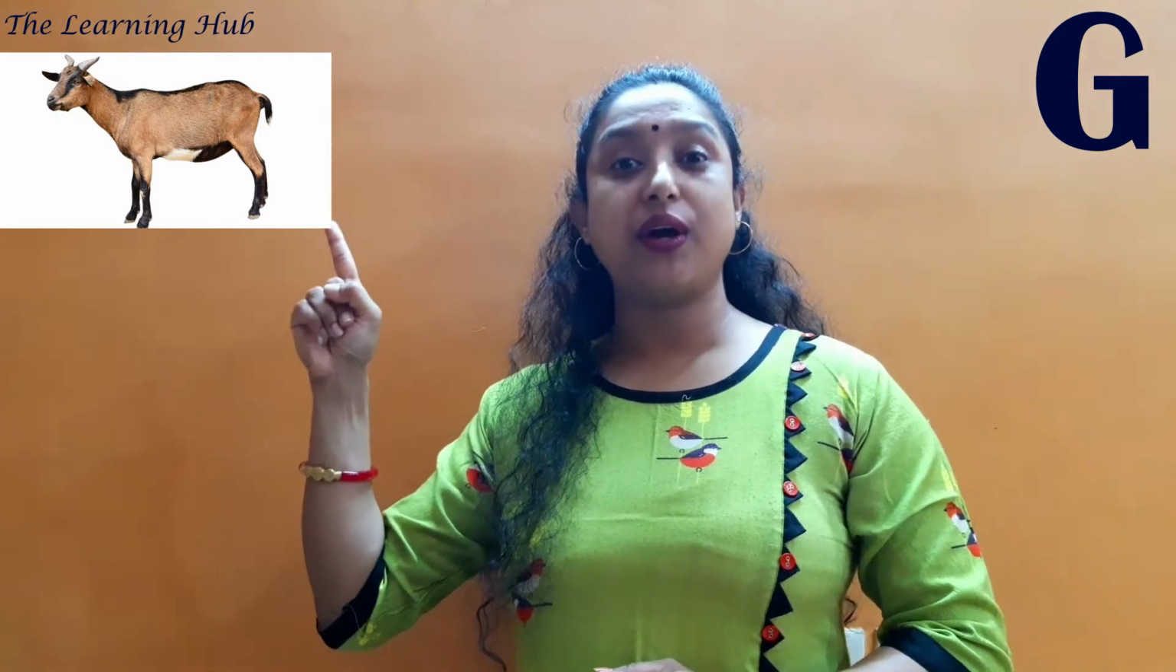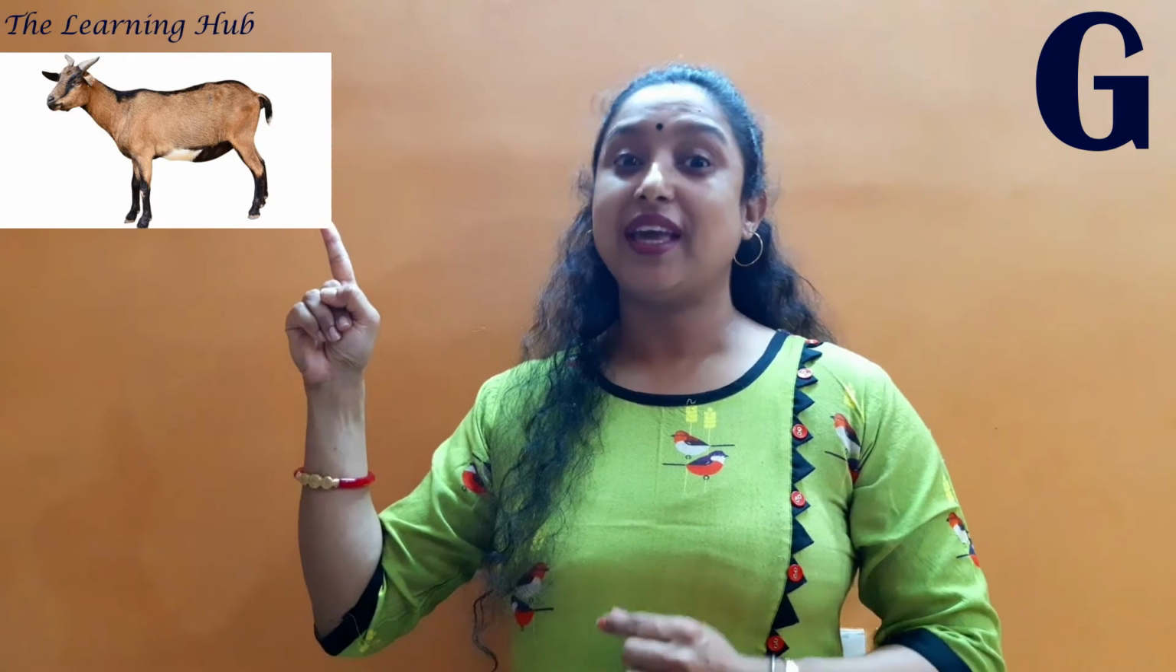Now the next object, G is for goat, G, G, goat. Goat is a domestic animal. Goat loves to eat grass and leaves. And the young one of goat is called kid.